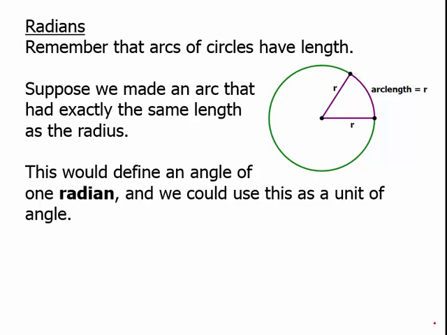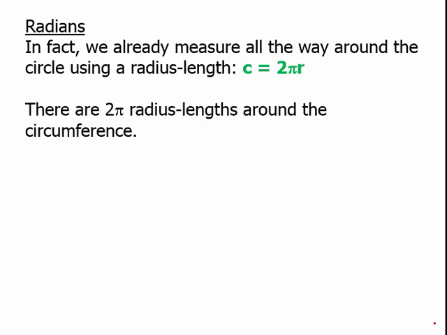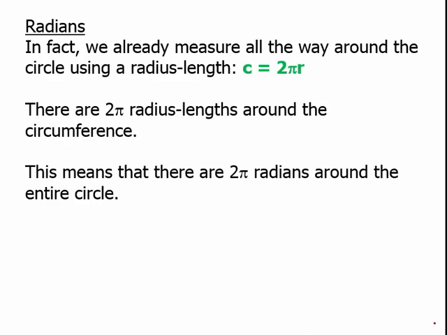So we could measure radians around the circle, and that would be the same thing as measuring the number of radiuses around the circle. In fact, we already measure all the way around the circle using radius lengths. We know that the circumference equals 2 pi r. And so that means there are 2 pi radius lengths all the way around the circle. This means that there are 2 pi radians all the way around the circle.